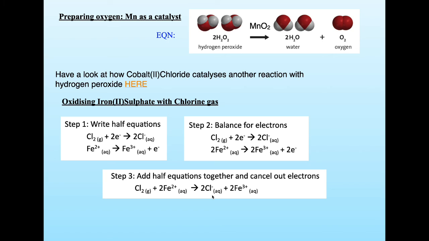It's a good example. And what would you see in this reaction? Well, you've got a light green gas in a pale green solution here. And what happens is iron 3 is formed, so the solution turns brown.